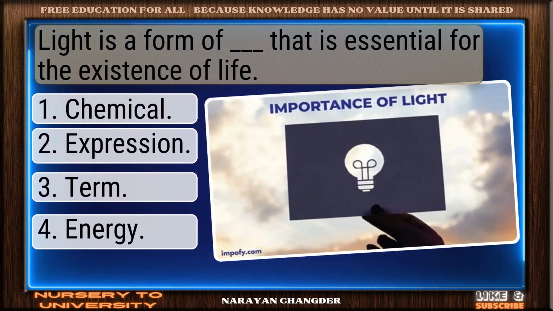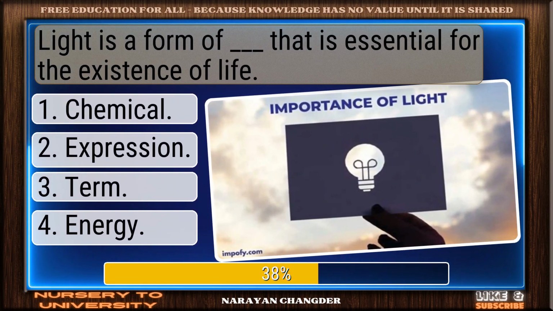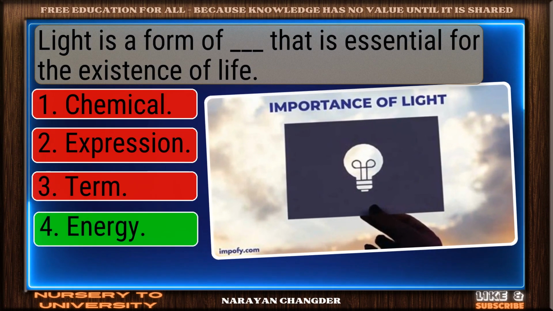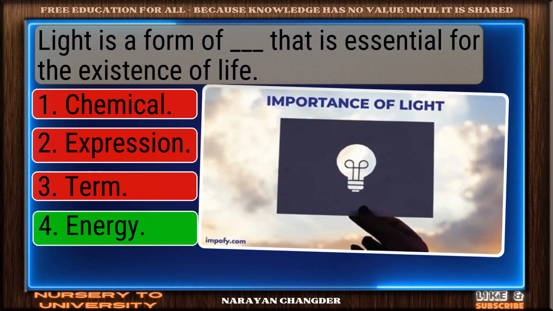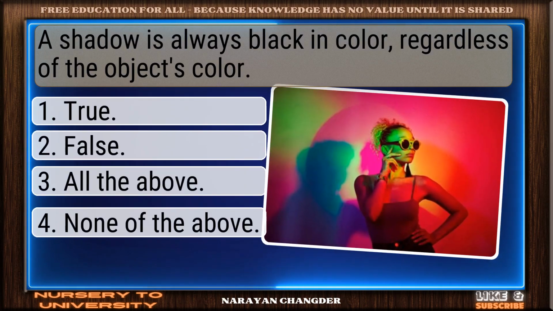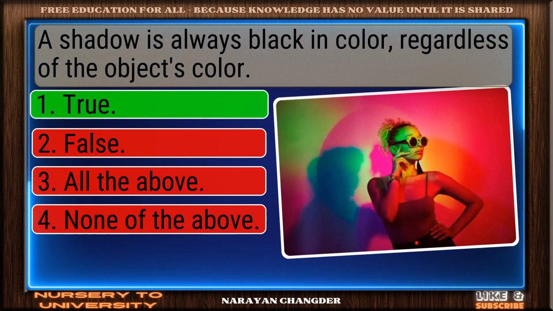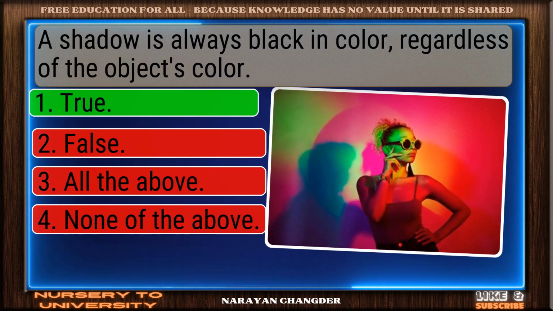Light is a form of dash that is essential for the existence of life. Excellent choice. Energy is the right answer. A shadow is always black in color, regardless of the object's color. Well done. True is the right choice.